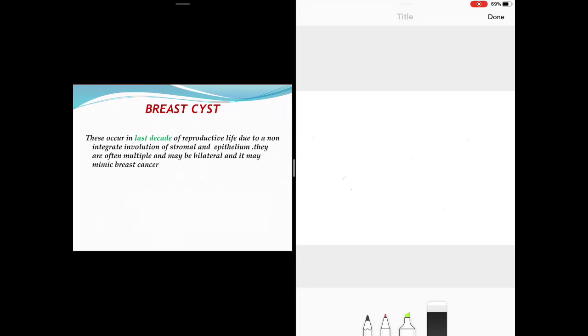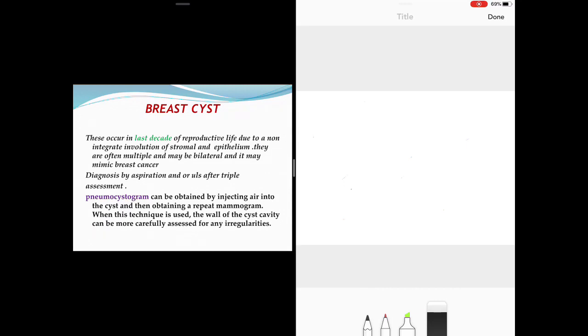Breast cysts occur in the last decade of reproductive life due to non-integrated involution of stromal and epithelial tissue. The cyst usually occurs in the last decade of reproductive life, below 40 years. They are often multiple, may be bilateral, and may mimic breast cancer. 10% of the breasts may get breast cancer, so we must do aspiration and assessment. Sometimes a pneumocystogram can be obtained by injection of air inside the cyst.